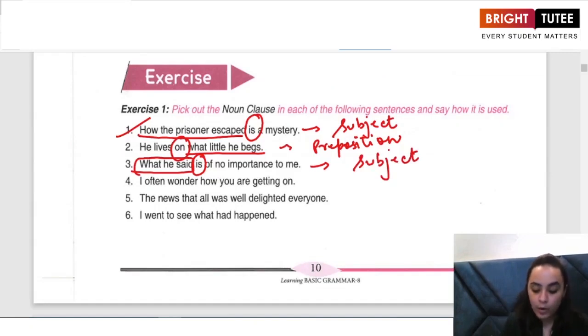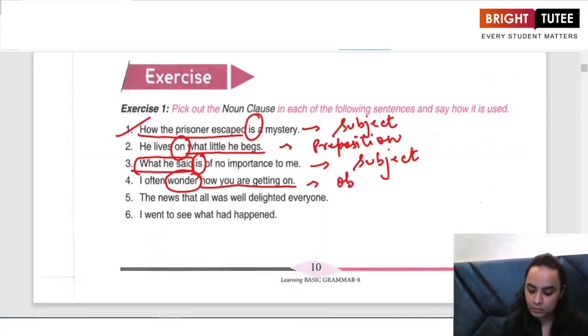I often wonder how you are getting on. I often wonder what? What do I often wonder? How you are getting on. This is my noun clause. What is my verb? Wonder. My noun clause is after the object. So this is an object noun clause.